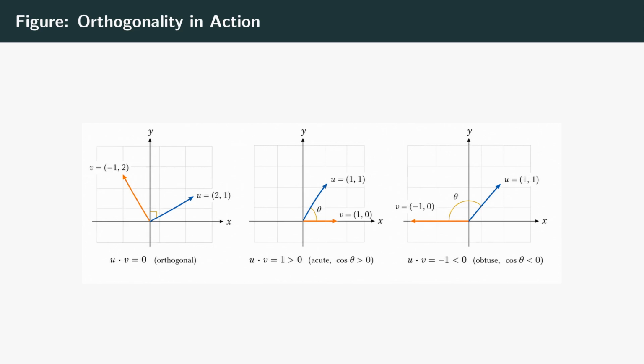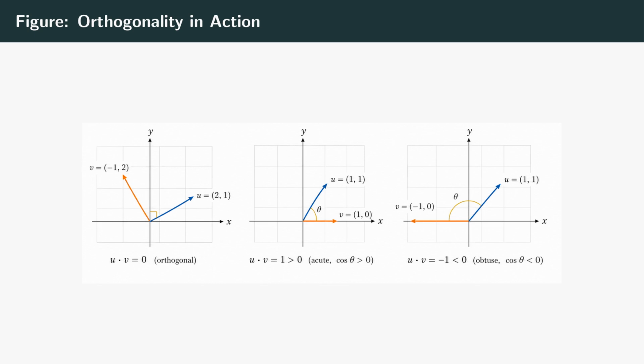This figure shows the dot product reading the angle by its sign alone. Three panels. In the first, the vectors (2, 1) and (-1, 2) meet at a perfect right angle, and their dot product is 0. A right angle reads as a 0. In the middle panel, the two arrows make an acute angle, less than 90 degrees. Here the dot product comes out positive, because the cosine of an acute angle is positive. In the last panel, the arrows splay past 90 degrees into an obtuse angle, and the dot product turns negative, tracking the negative cosine. So the sign of the dot product alone tells you the kind of angle.